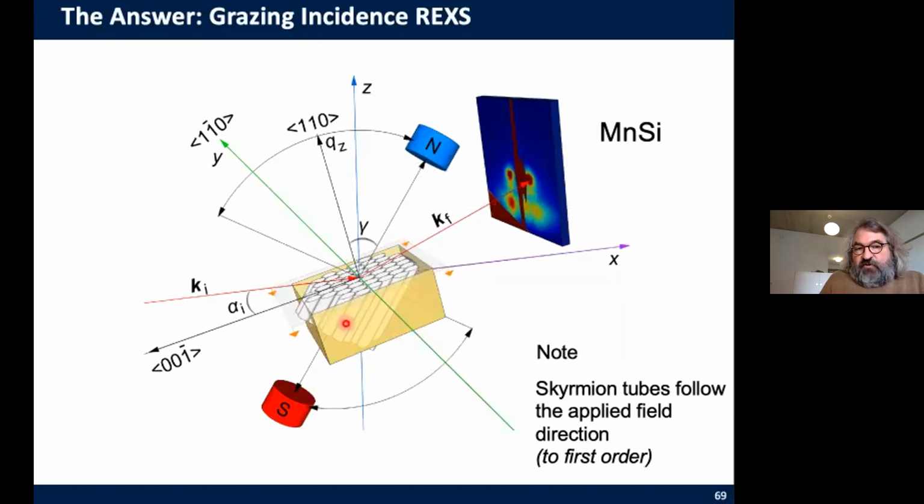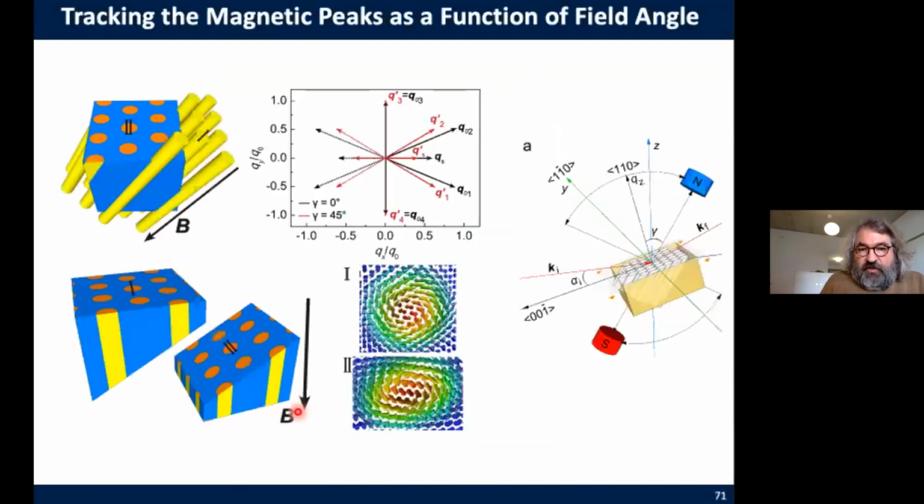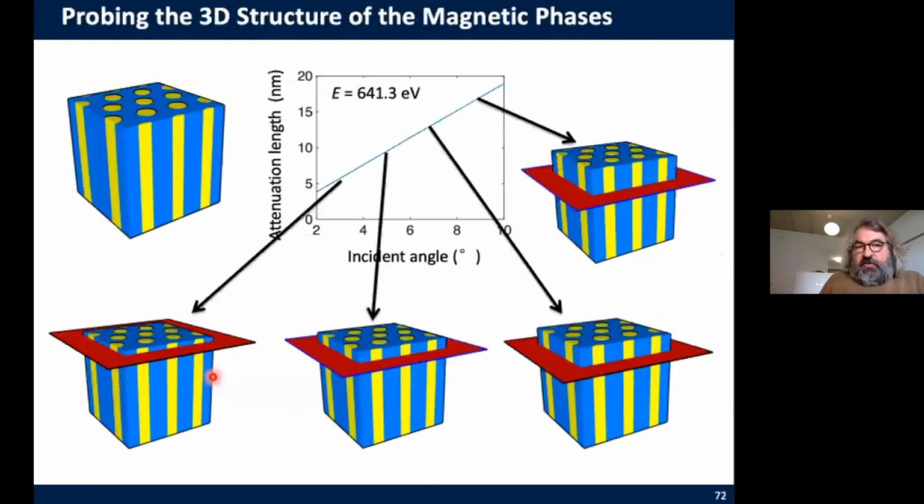So if you apply, first of all, a field, these Skyrmion cubes follow the field inclination angle. This is the helical phase shown here, the Skyrmion phase, and the conical phase information in grazing incidence. And then what we do is, as I said, change the angle. And what we do this way is we cut the Skyrmion lattice in various ways, and we combine that with a change of the incident angle.